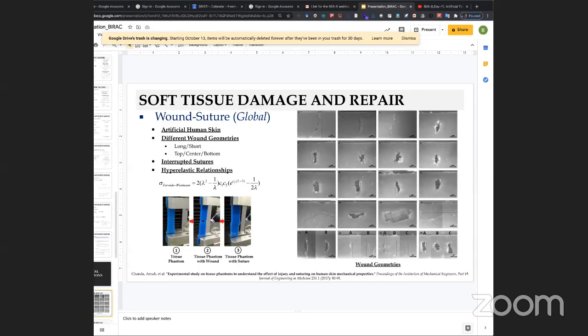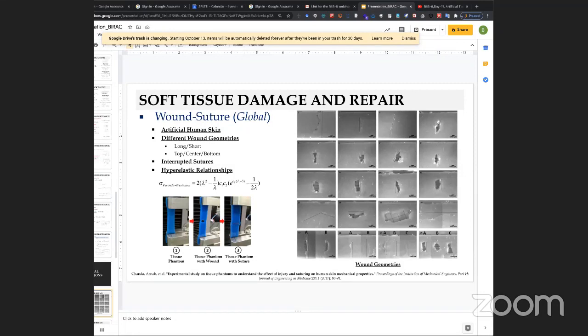Okay, so the first issue is soft tissue damage and repair. Let's assume you have got a cut on your hand due to some kind of injury. You had an accident today, and you go to a doctor, and he or she tells you that you need a stitch. So they suture your wound so that it can heal.